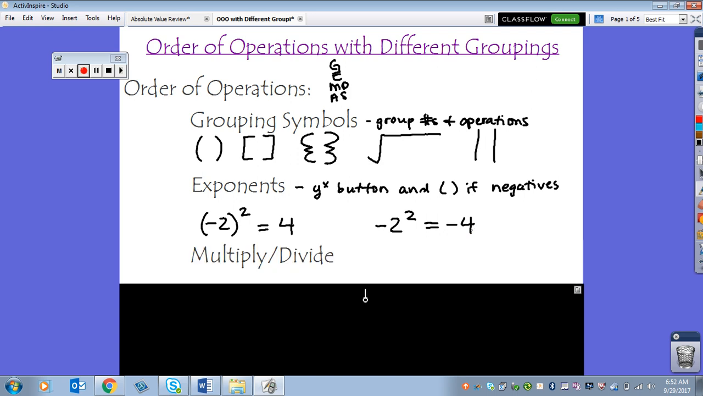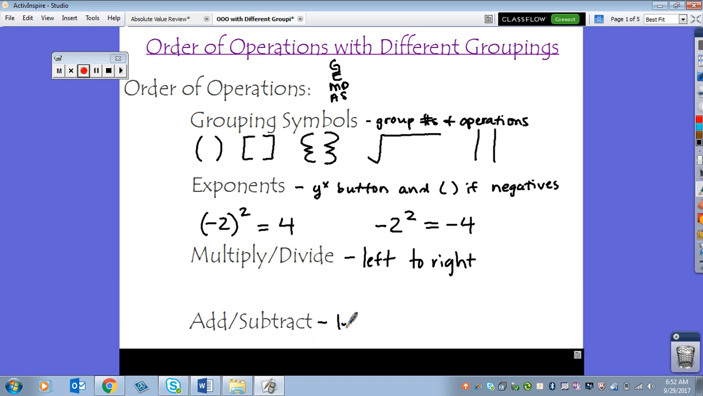The next step is multiplying and dividing. It's pretty self-explanatory. We just need to make sure that we look at them at the same time and go left to right. And then same thing with addition and subtraction. Self-explanatory, but we look at them at the same time and go left to right. We're going to look at a few examples.